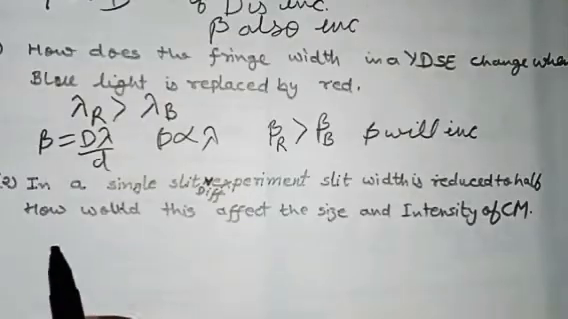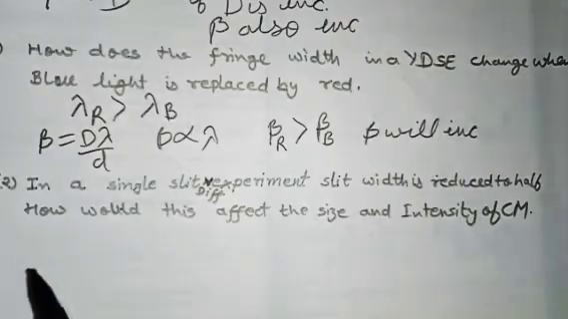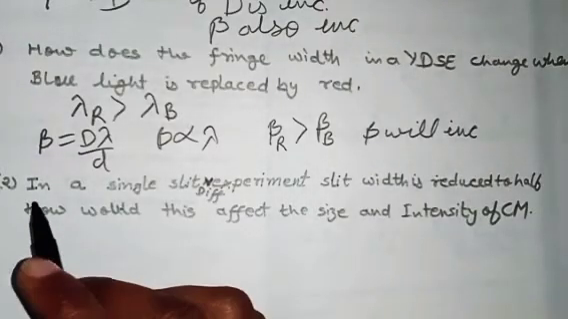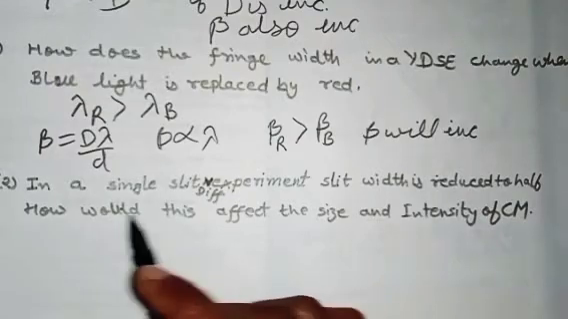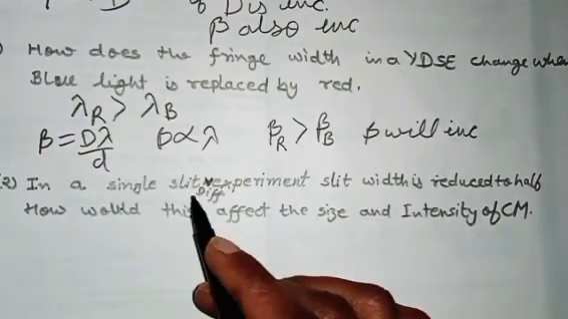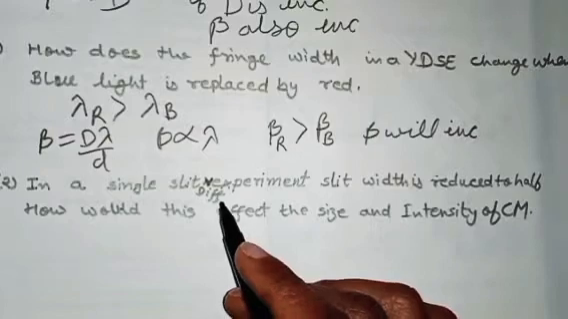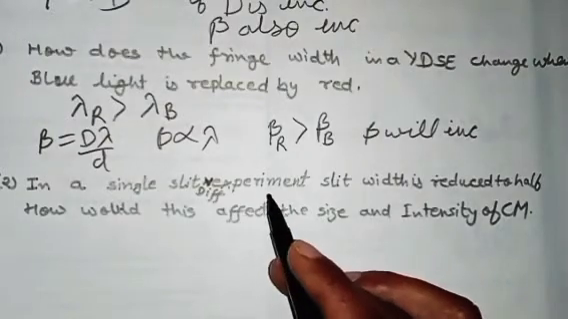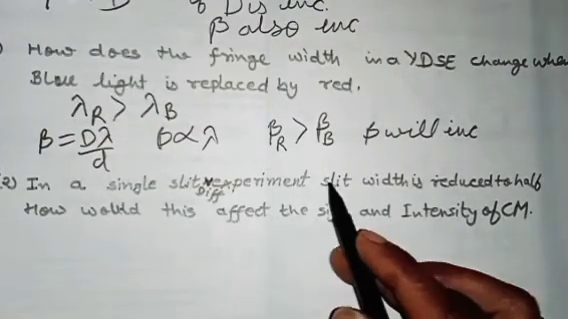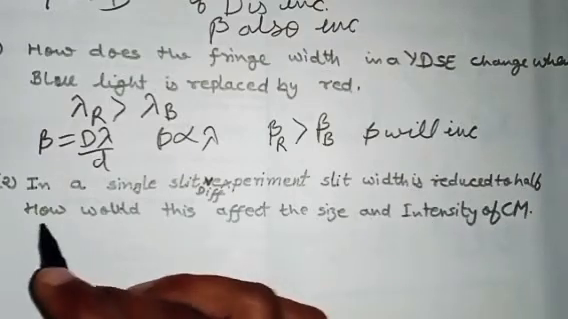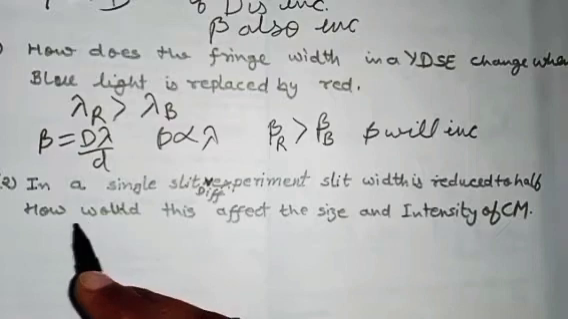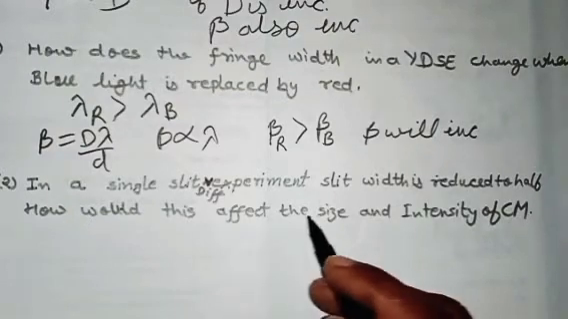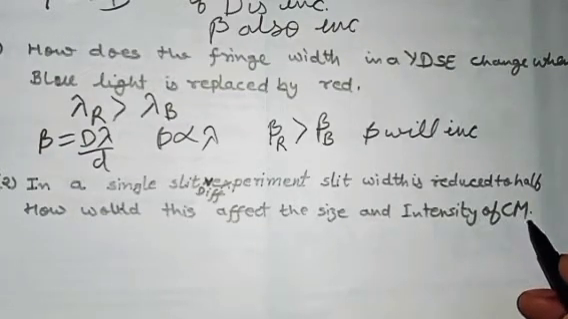Here is a question which is not directly covered in the explainer video in which I have explained this Young's double slit experiment. In a single slit diffraction experiment, this is about diffraction, slit width is reduced to half. This is also not discussed there, so it is covered here in the question. How would this affect the size and intensity of central maxima?